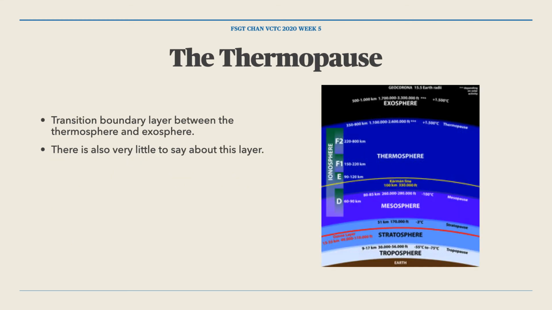Then we're going to be talking about the thermopause, which is the transition boundary layer between the thermosphere and exosphere. There's also not much to say about this layer because at this point, at the exosphere, it's really almost space. It's almost the same as the thermosphere. It's just going to get warm. And this is going to be the last pause layer because after the exosphere, there's no such thing as an exopause.